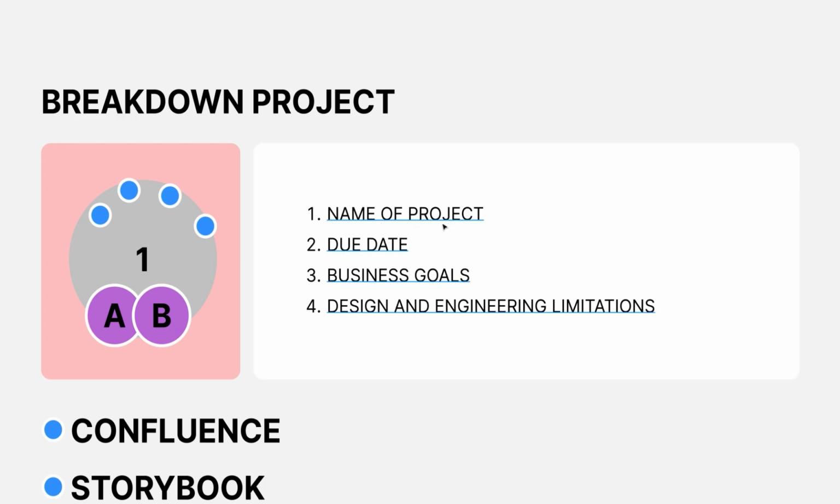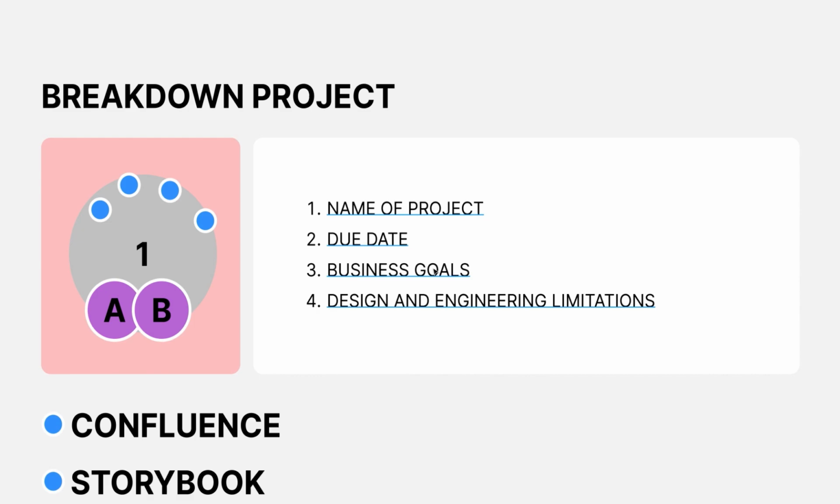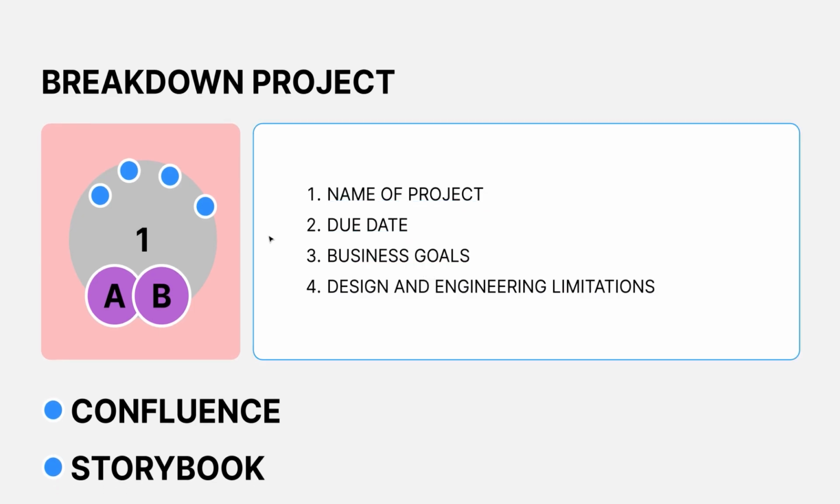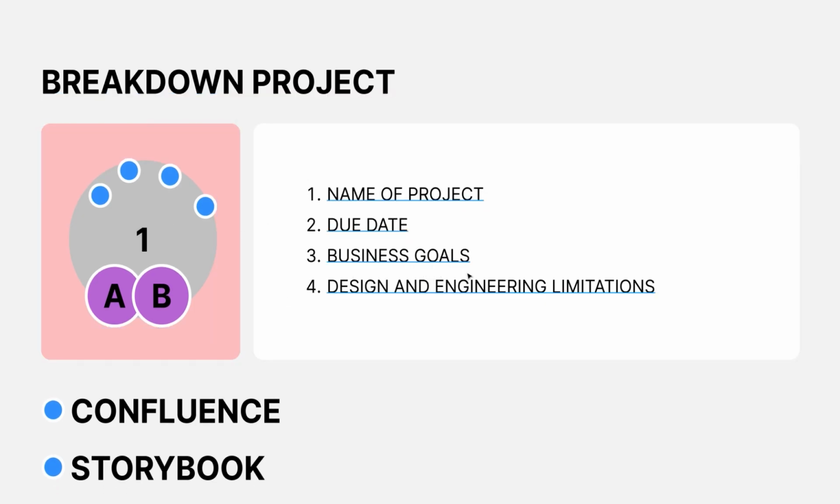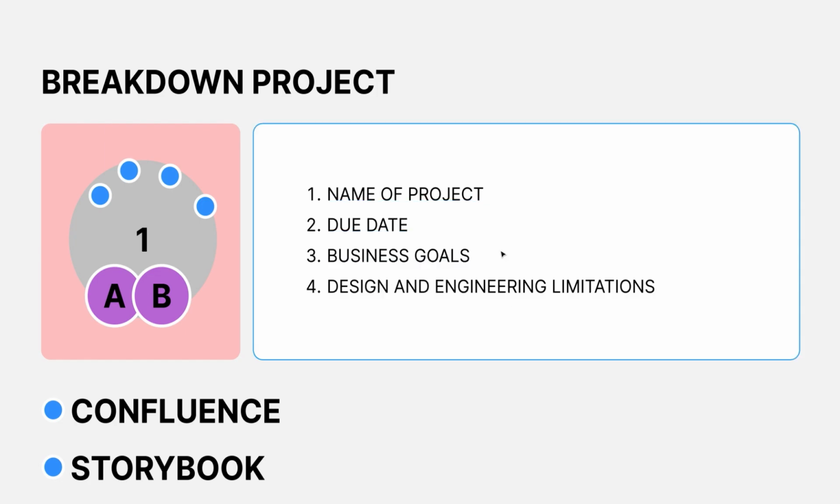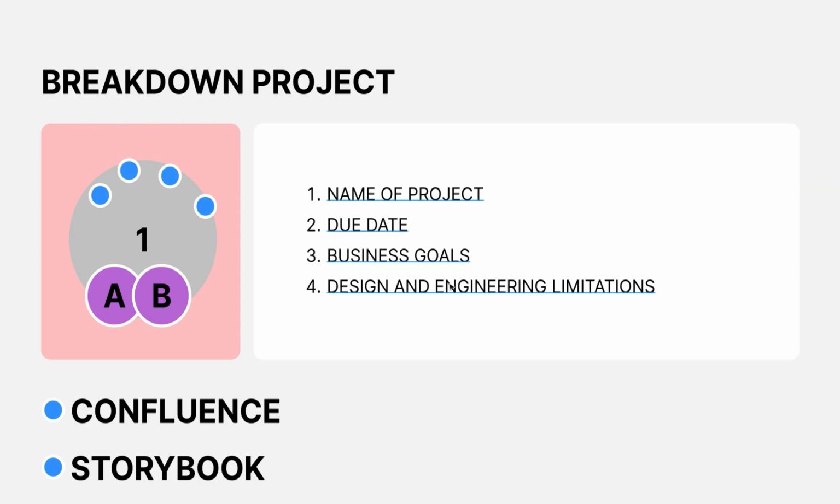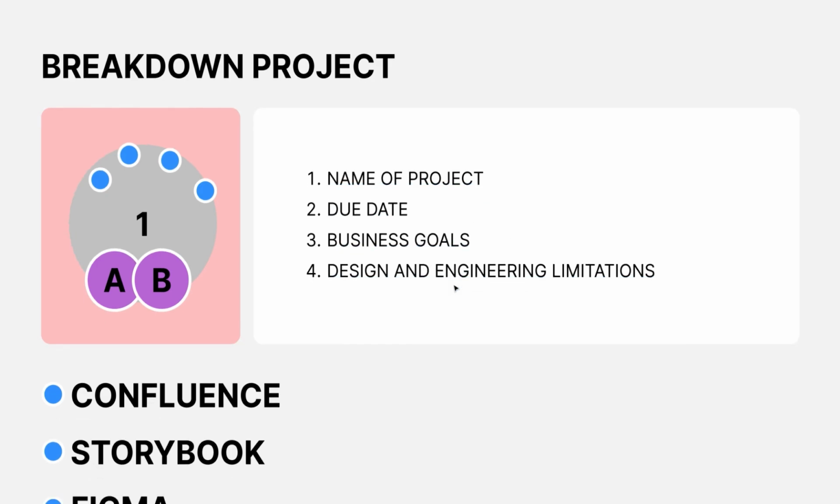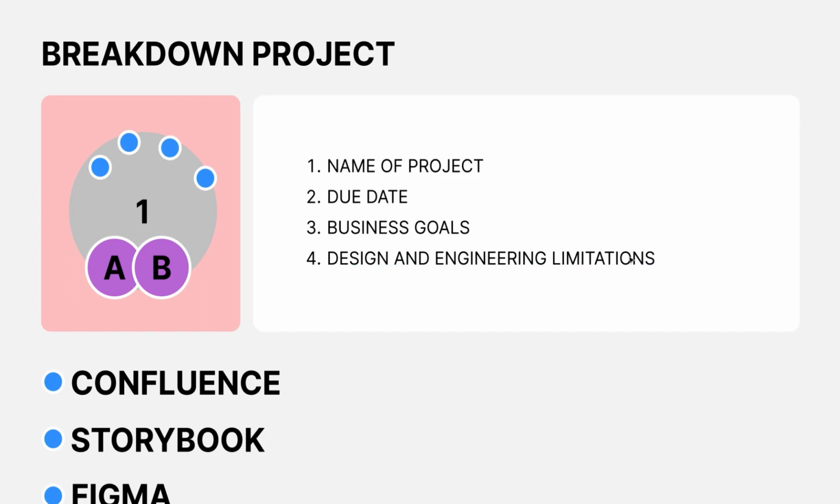So here you want to name the project. You want to understand when it's due. You want to understand the business goals of why you even need that project. What's it going to do? What's it going to serve? What problems are you trying to solve? Then you want to come in and understand your design and engineering limitations. So how many people do you have? What are the skill sets? What are you trying to build? Do you need to do some learning? Do you need to do some prototyping and developing? You just need the context of the project.